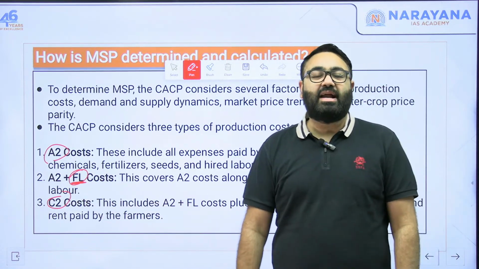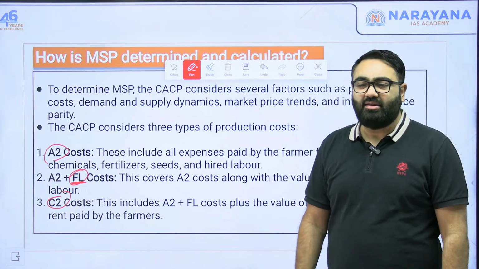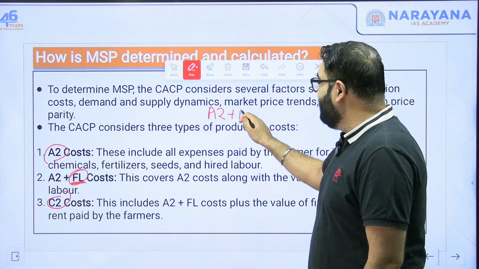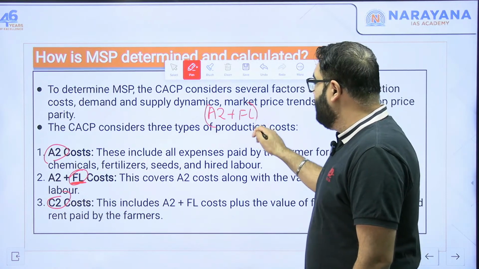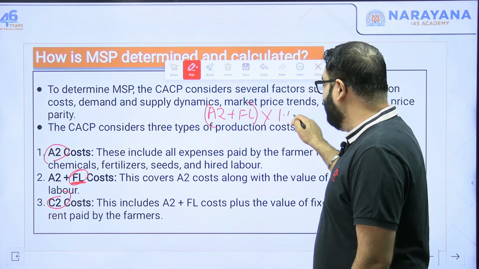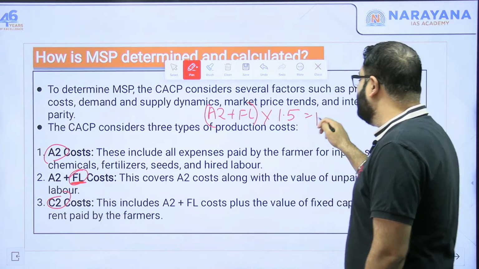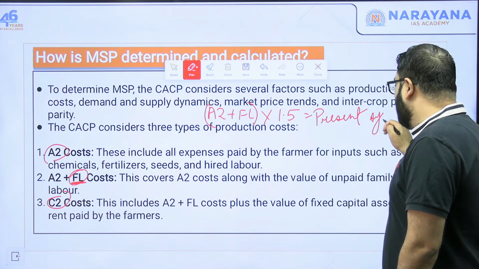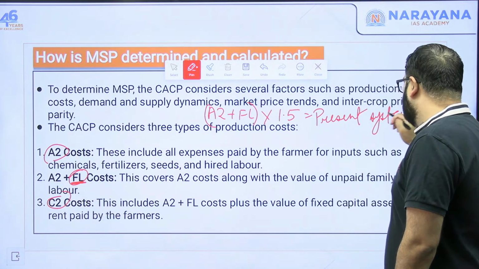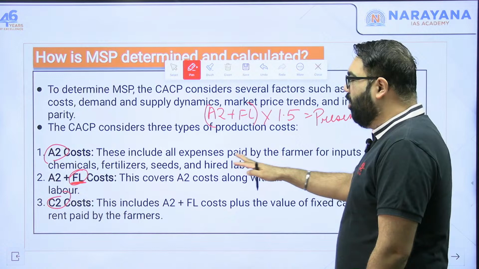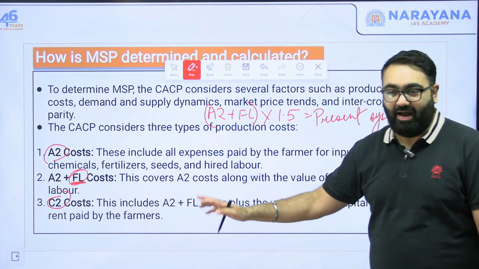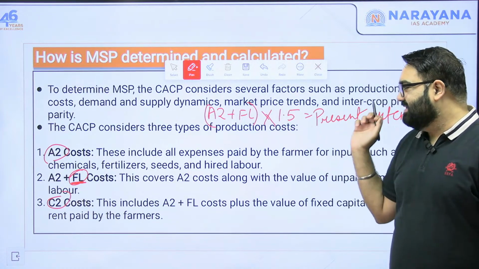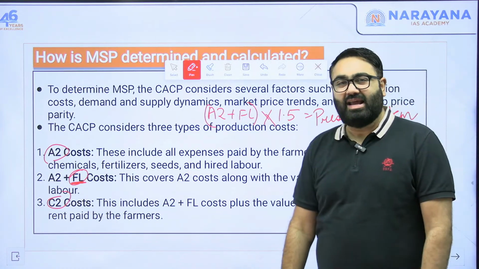Right now in India, how is MSP calculated? The government uses A2, the input cost, plus FL, into 1.5. This is the present system. That is, the government gives a 50% margin. They add all this input cost and the family labor cost, multiplied by 1.5. This is how the present MSP is actually calculated.